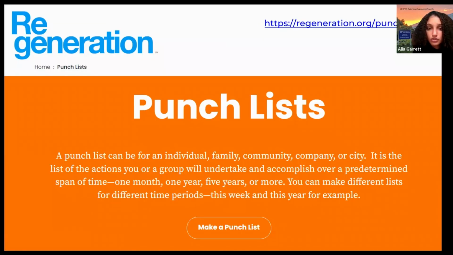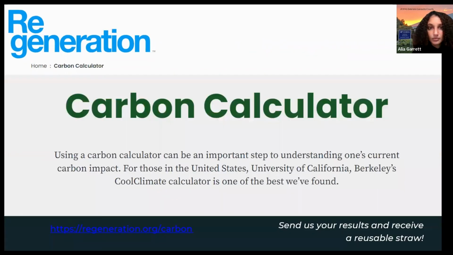So one thing you can do is make a punch list. So you can go on regeneration.org/punchlist. The link is up in the top right. But a punch list can be for an individual, family, community, company, or city. It is a list of actions you or a group will undertake and accomplish over a predetermined span of time: 1 month, 1 year, 5 years, or more. You can make different lists for different time periods, this week and this year, for example.